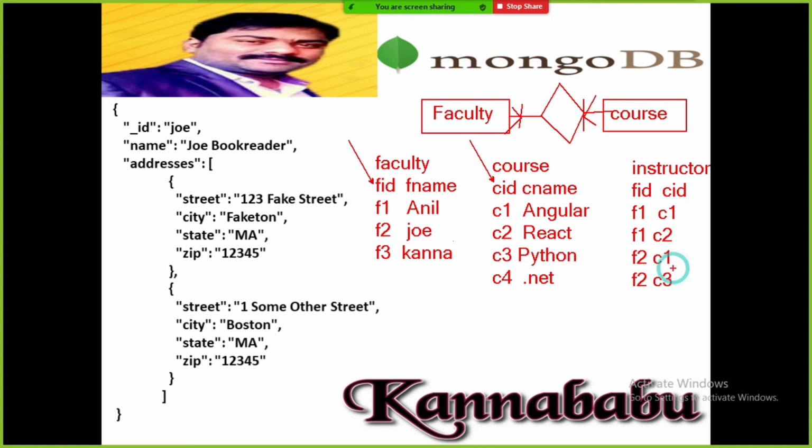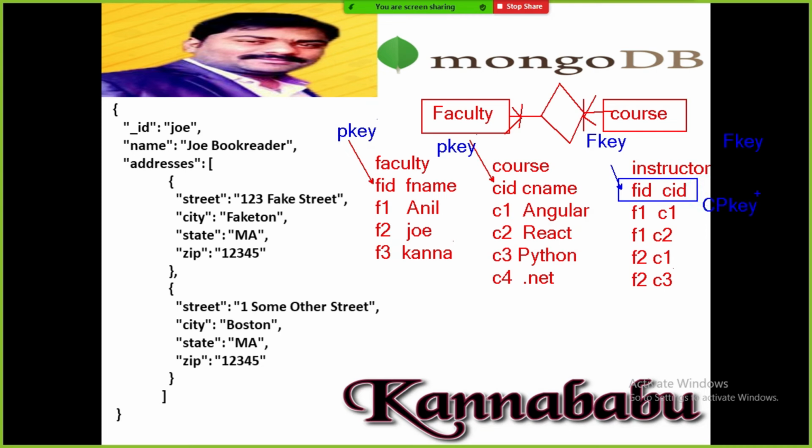This is how we actually design it in a relational database management system. In the faculty table, you can apply faculty ID as primary key, and in the course table, you can apply course ID as primary key. In the instructor table, you can apply faculty ID as foreign key and course ID as foreign key, and combined, faculty ID and course ID as a composite primary key constraint. This is how we apply it.